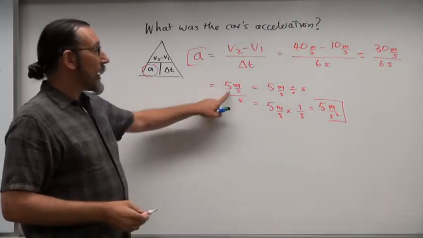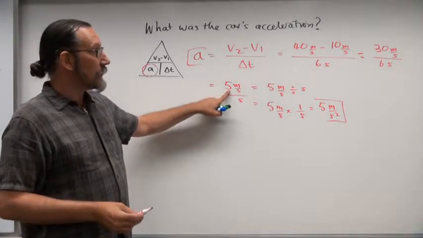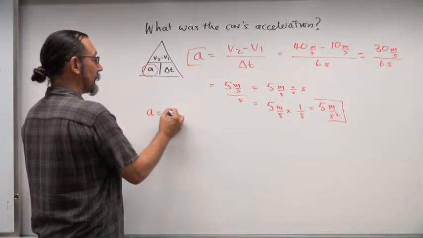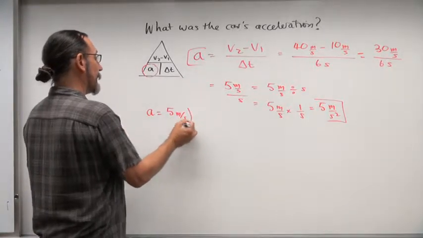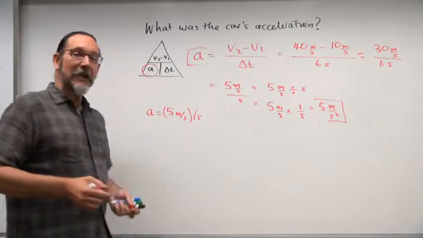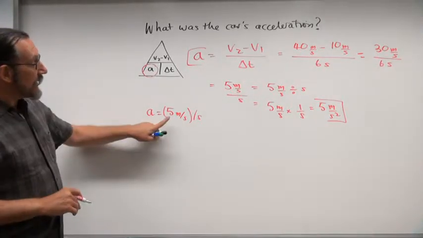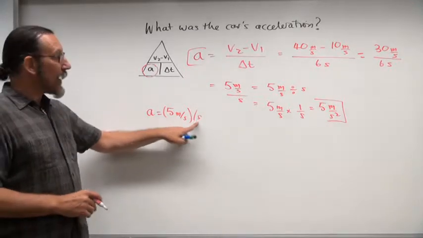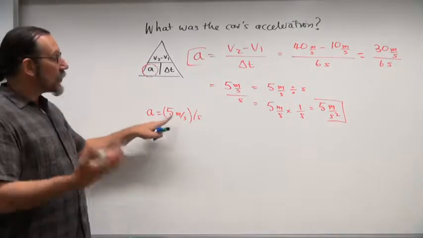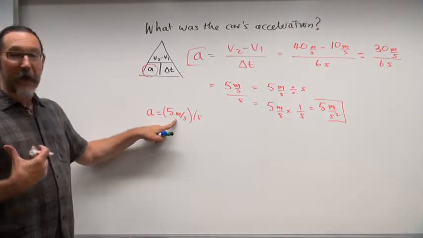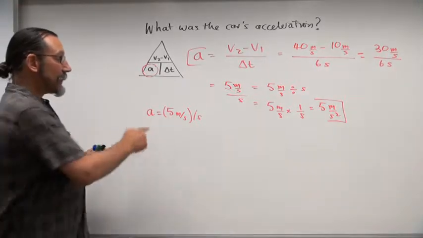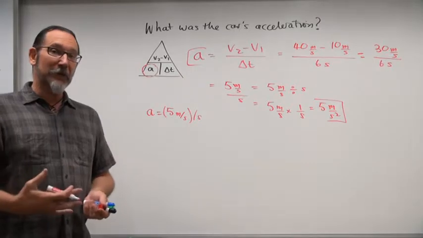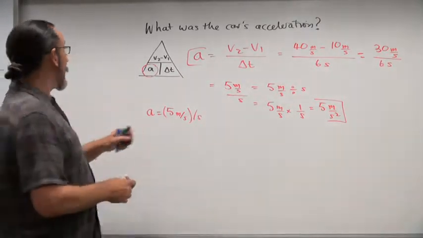I actually prefer going back to this stage. So I'm going to rewrite this. And in words, what this means, and this is why I like to do it, it's saying the acceleration is 5 meters per second per second. So every single second, the change in the velocity of the car was 5 meters per second. And since it's a positive number, that means that it's going faster by 5 meters per second every single second.